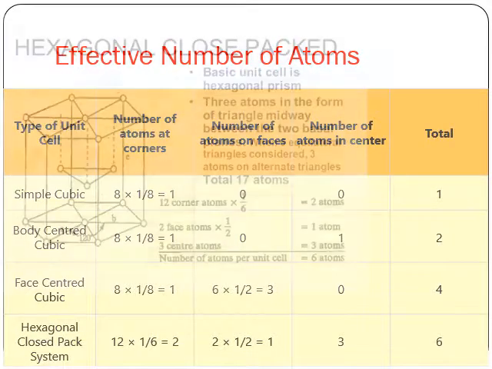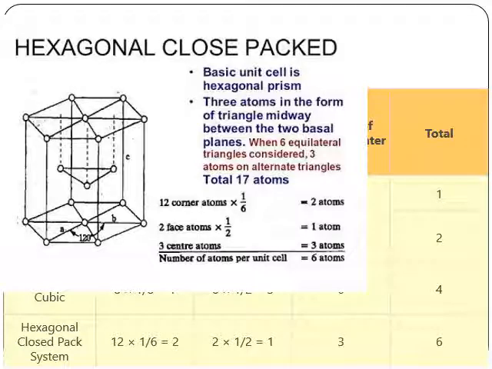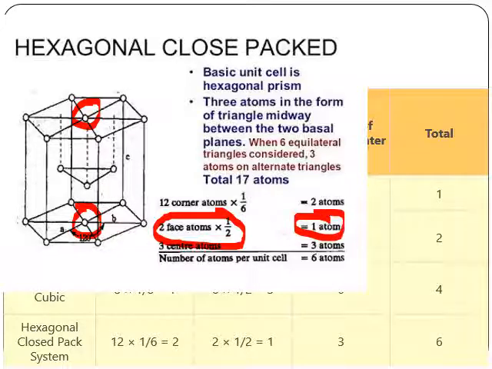So the last one is the hexagonal close packed system. As we have already seen here, if you take any one atom, and there is one more here, these 2 atoms are at the face, so these 2 are shared by 2 unit cells, that is nothing but 2 into 1 by 2. If you keep one more hexagon here, this atom is shared by 2 unit cells, that is 2 into 1 by 2, which will be equal to 1 atom.